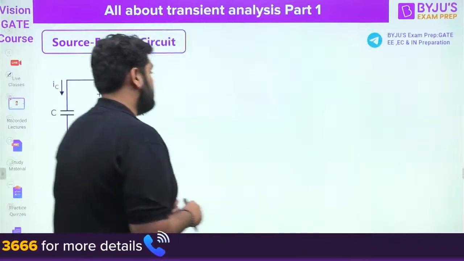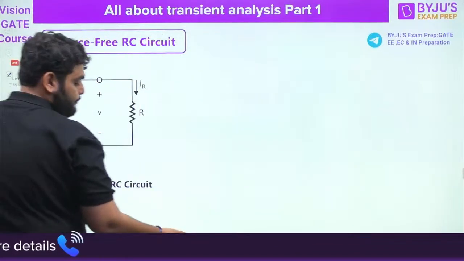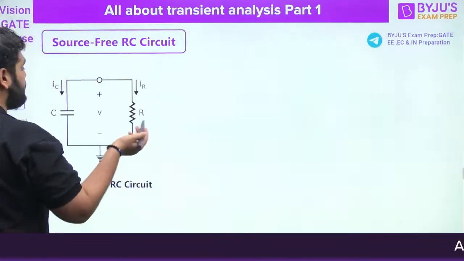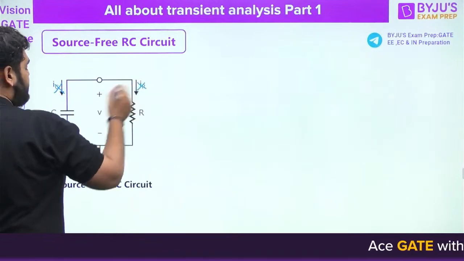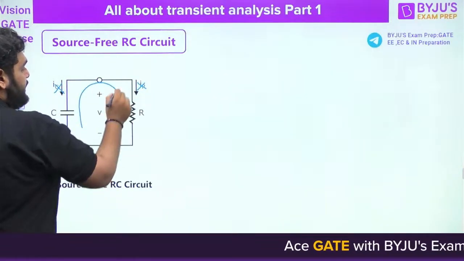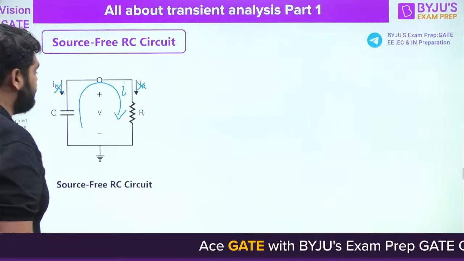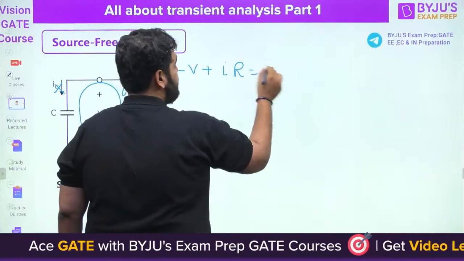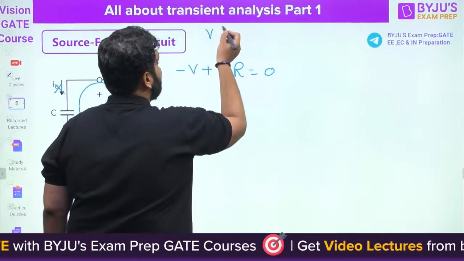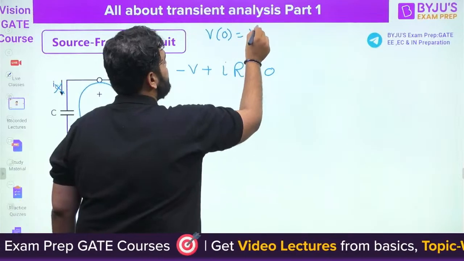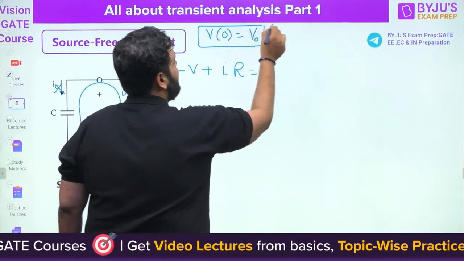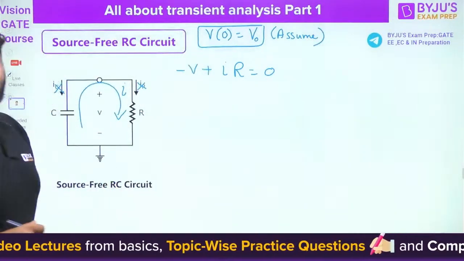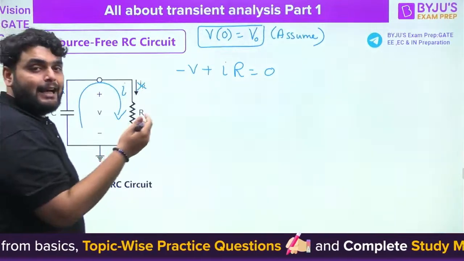Okay. So let's solve this question using the partial fraction method. After that, in upcoming questions, I'm going to use the shortcut formula. So suppose the current is flowing in this direction. This is the current I flowing in this circuit. So I can say minus V plus IR is equal to 0. Now, because it is a source free circuit, I need to assume that initially the voltage is V0, or it will be given in the question. Applying KVL, I can write minus V plus IR equal to 0.